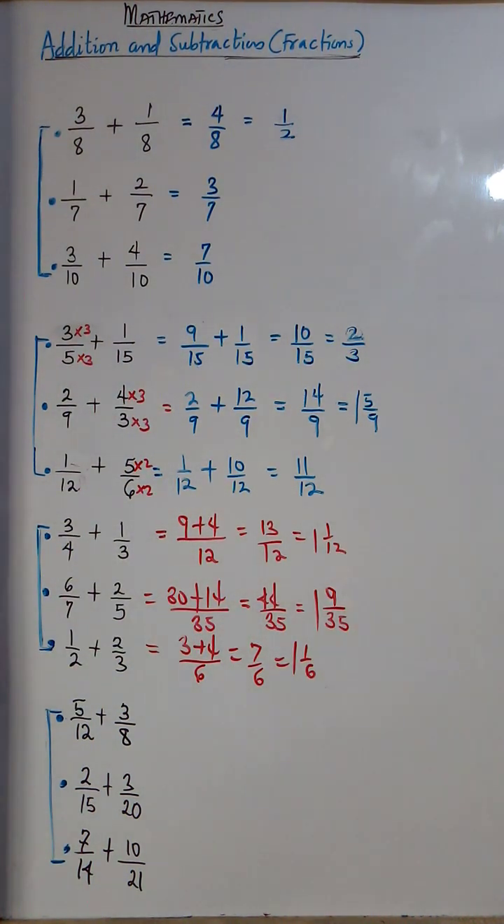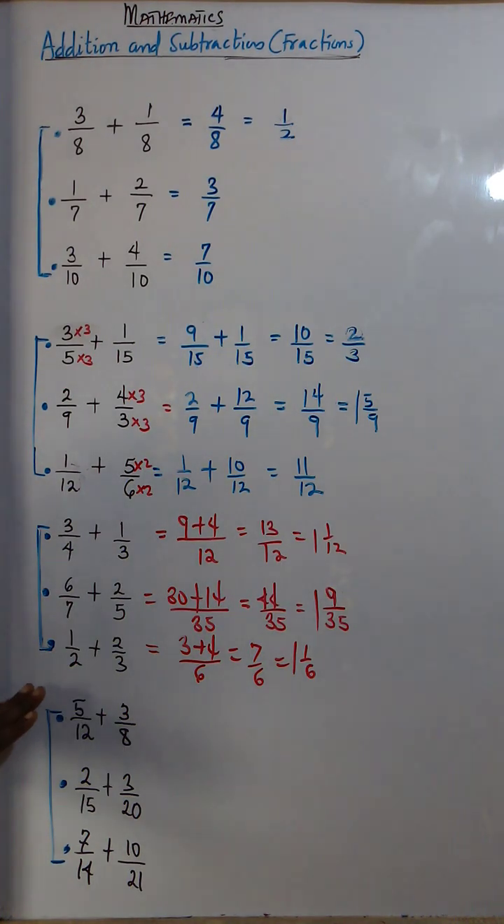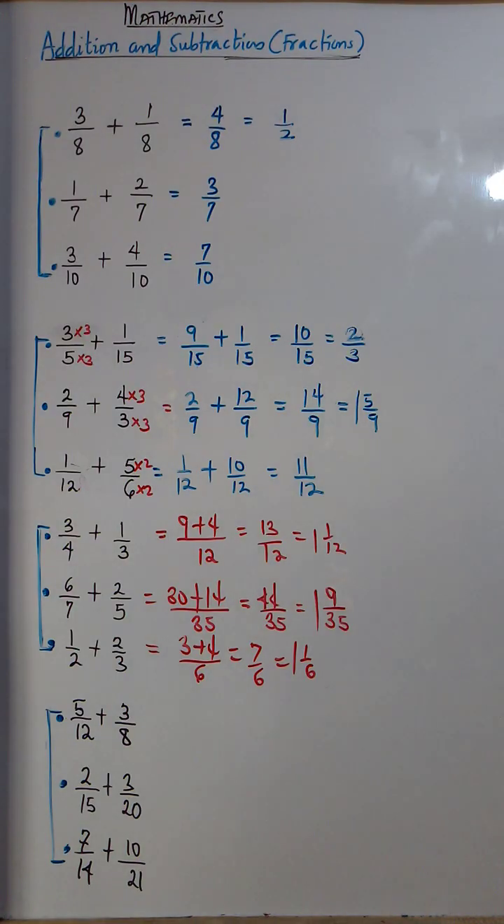What can we now do? We have to use the LCM method. The method that we're going to use here for this case, we can use for every other one here. So what's the method? We look for the LCM of 12 and 8. So what is the LCM of 12 and 8? Solve it and let me know the answer.